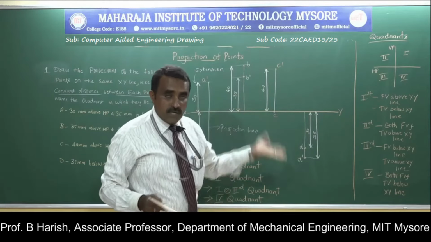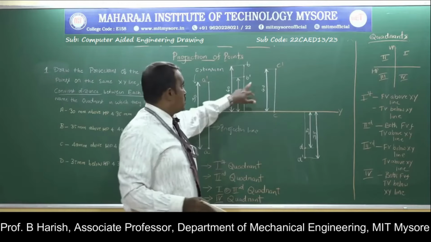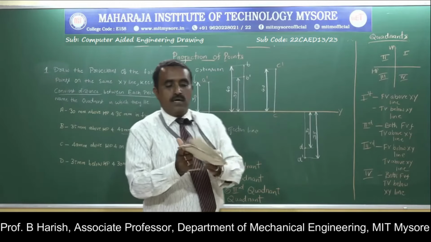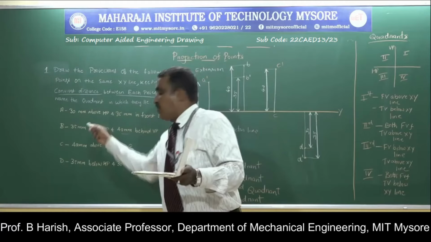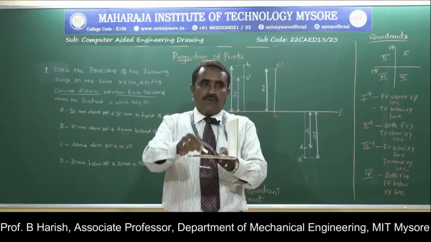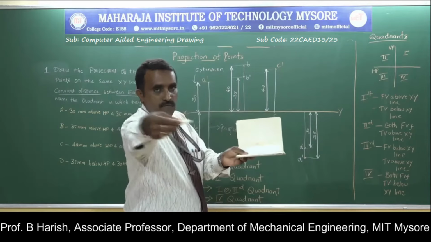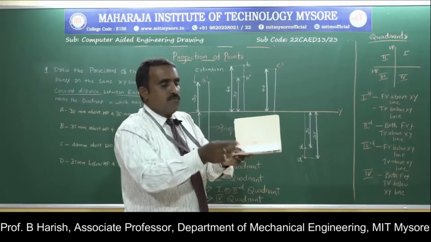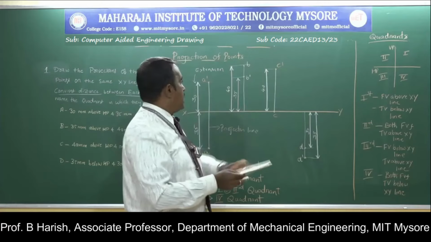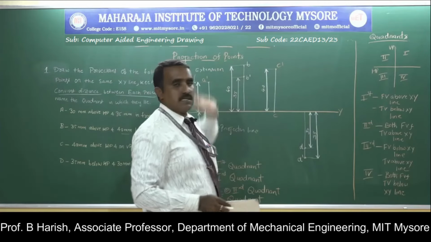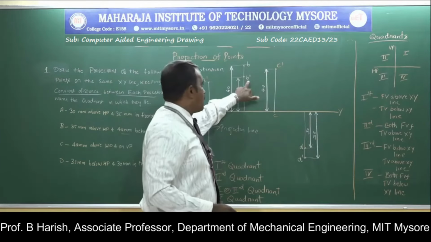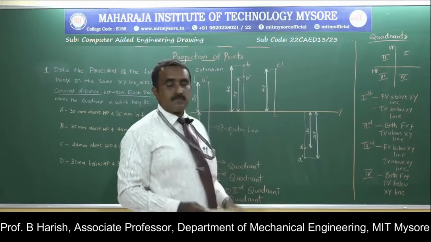So you should identify which is the front view and which is the top view. This 35 mm is above HP, so if you are looking from this side, this 35 mm will be your front view observer. This 40 will be with respect to the top view. Hence this is B dash and this is represented as B. This is the front view, this is the top view.